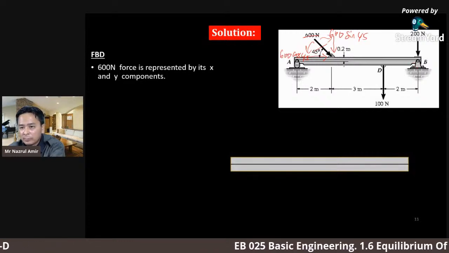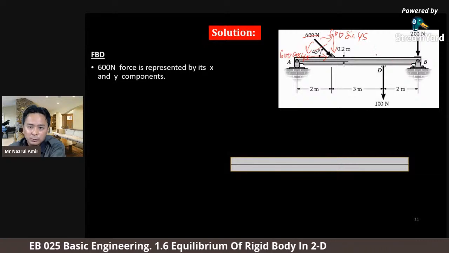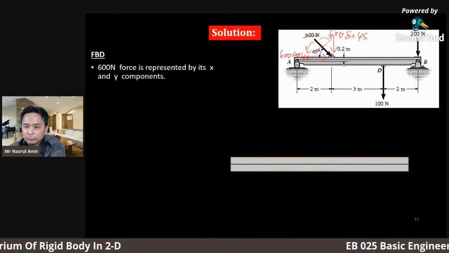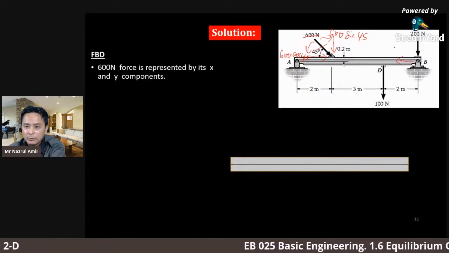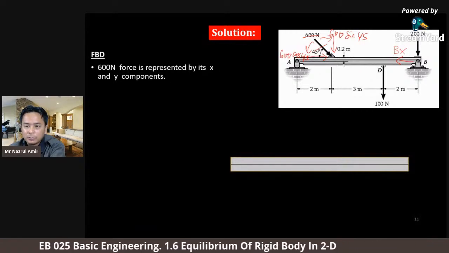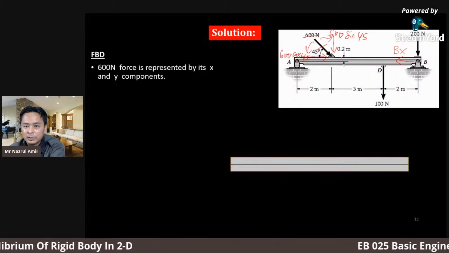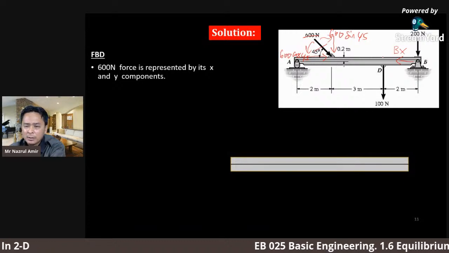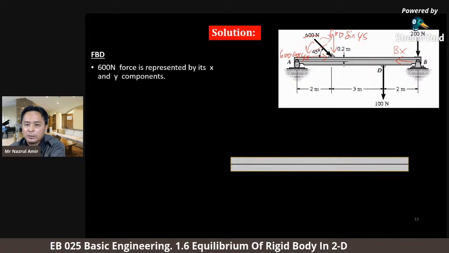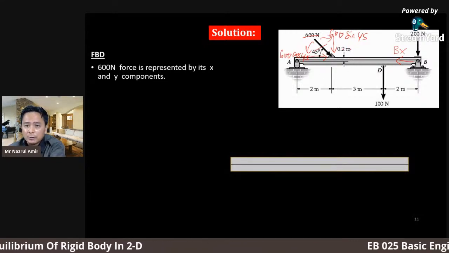Yes. Support at B will provide that opposition force or reaction force to counter back the 600 cos 45. It will react to the left with Bx force. So Bx force will act as a reaction force to the 600 cos 45 degree, and it will give the same value of force but in opposite direction, so that equilibrium in x direction can be achieved. Now we look at the y direction.